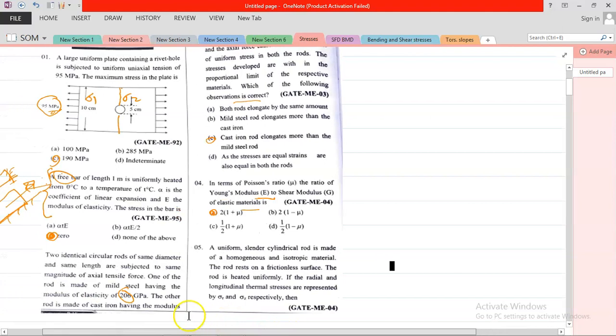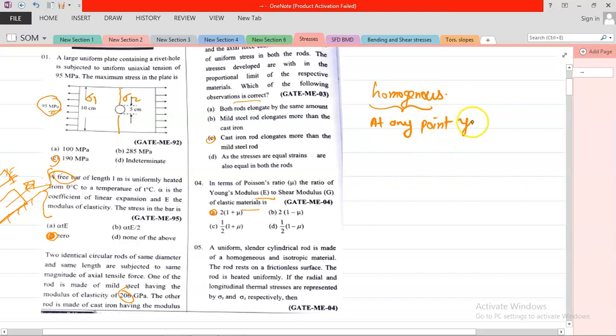So the next question is: a uniform slender cylindrical rod of a homogeneous and isotropic material. Everyone please remember, when it is given homogeneous and isotropic, you should know the meaning of that. In a 1 mark question it may be asked: homogeneous means that at any point on the surface, your material property is the same.